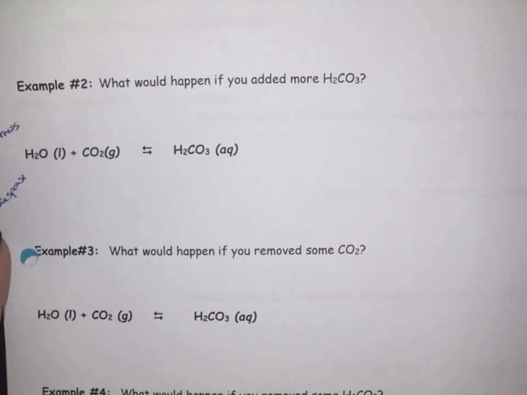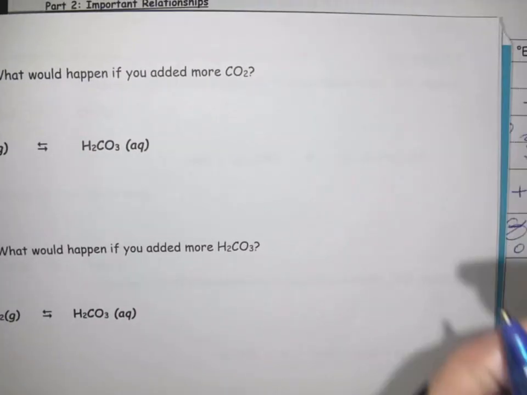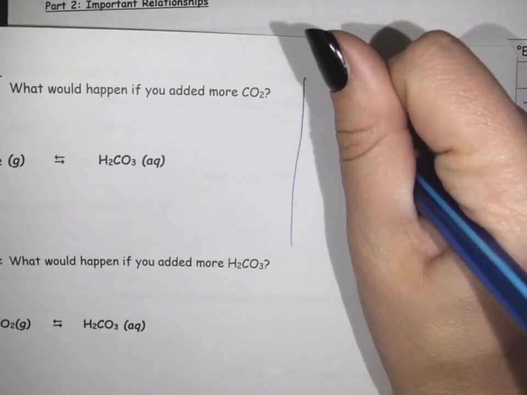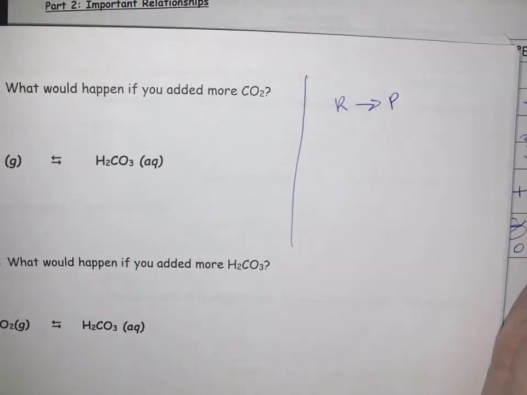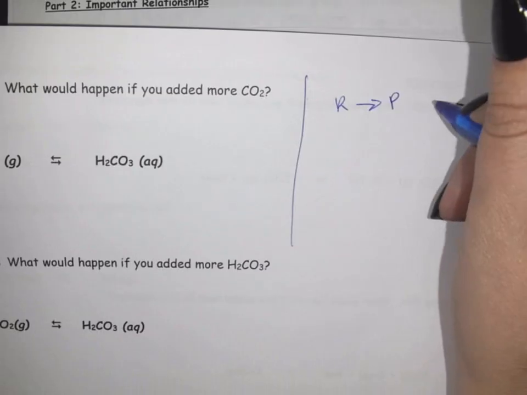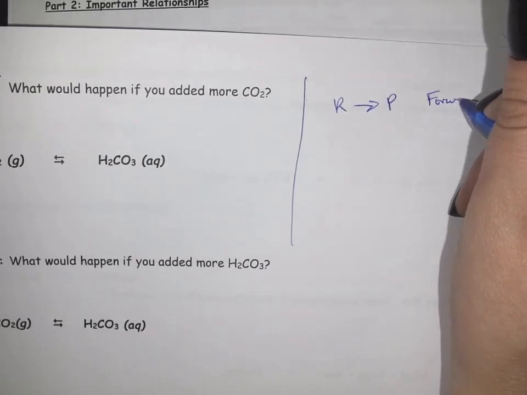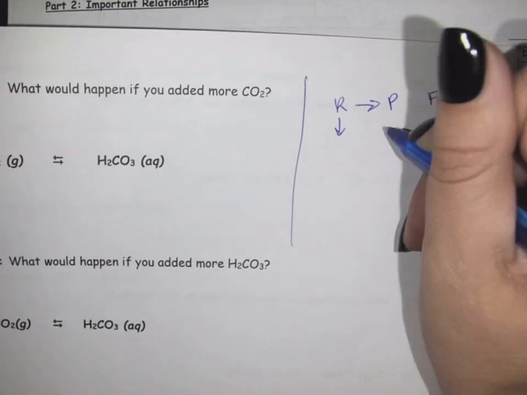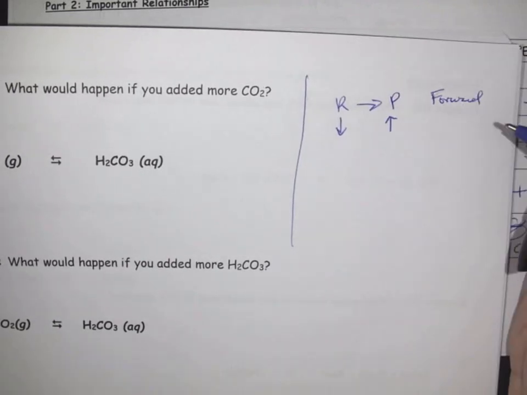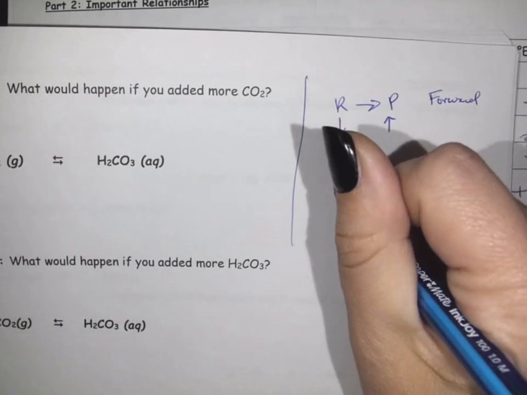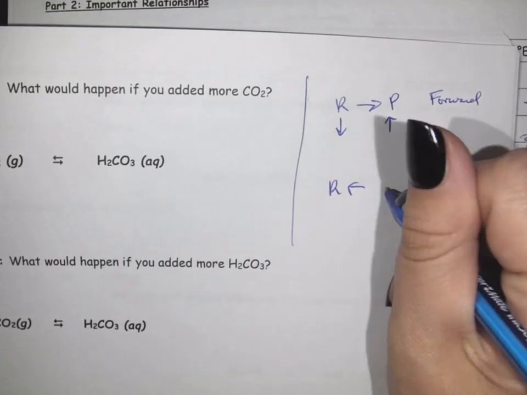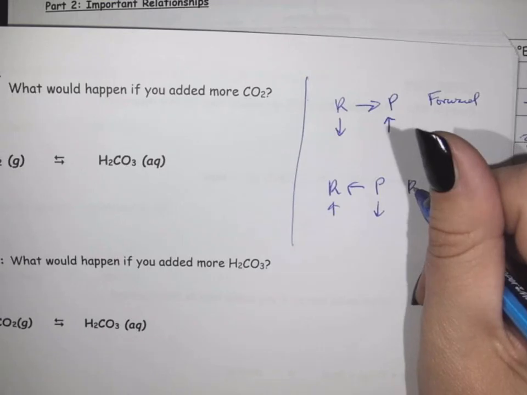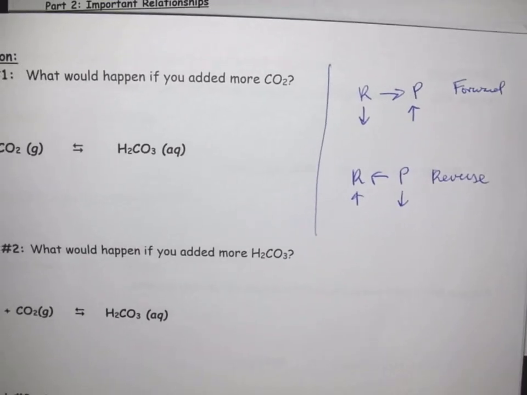And don't forget that if we have a forward reaction, that's when reactants are turning into products. This one is forward. And so when reactants turn into products, the amount of reactants go down and the products go up. But if we're favoring a reverse reaction, then the opposite is happening. The amount of products go down and the reactants go up, and that's a reverse reaction.